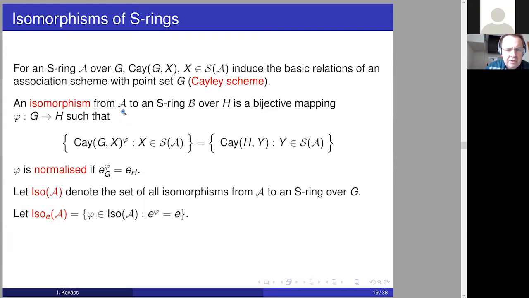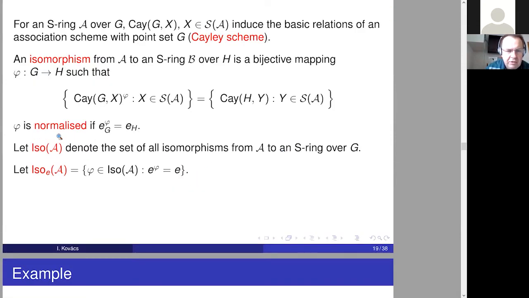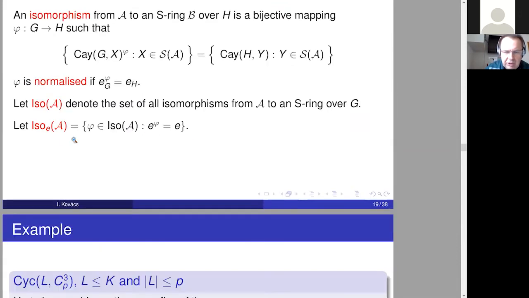So an isomorphism from an S-ring A to an S-ring B over some other group H is just a bijective mapping from G to H, which maps any basic graph to some basic graph of the other S-ring. We say that f is normalized when it maps the identity to the identity element. And I also need this notation for the set of all isomorphisms from A to an S-ring over G. So basically we are interested in isomorphisms between S-rings over the same group.